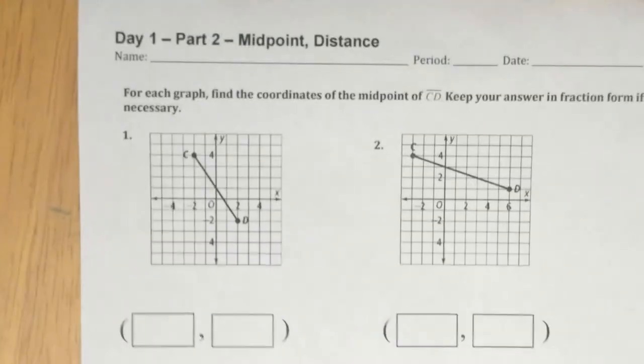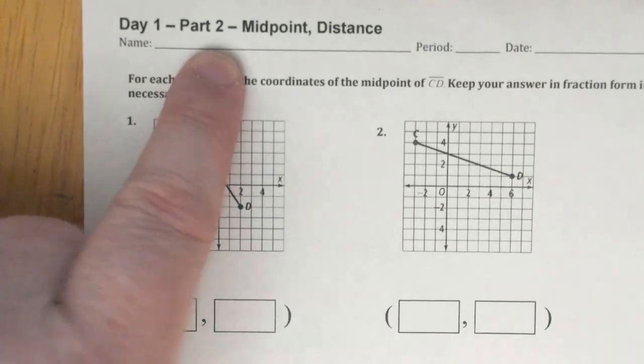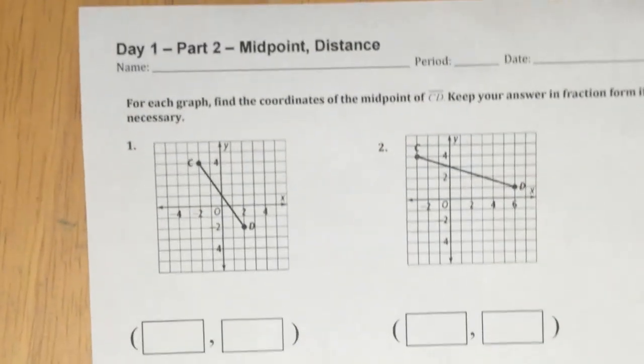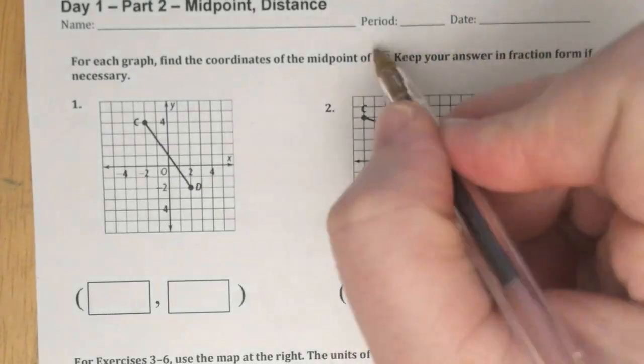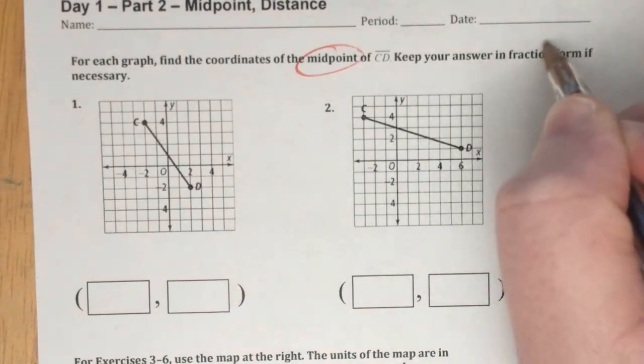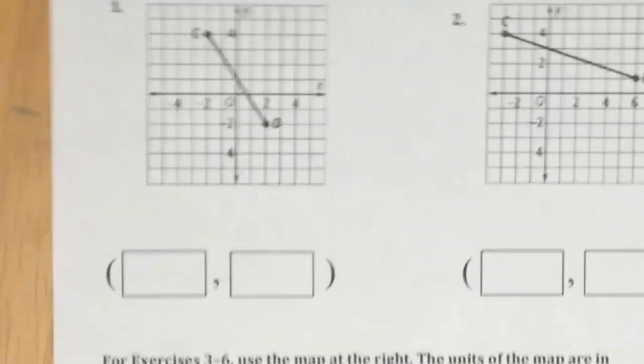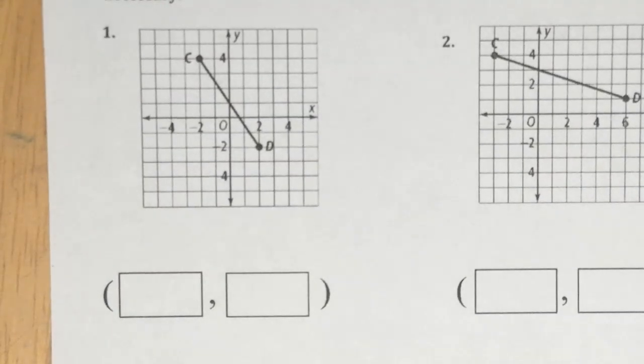All right, next part. So we are on day 1, part 2. This is midpoint and distance. Okay, in this case, they want the midpoint, and if you have to, you got to give me the fraction if that is necessary. So no decimal points. All right, so I'm going to show you 2 different ways how to do this.